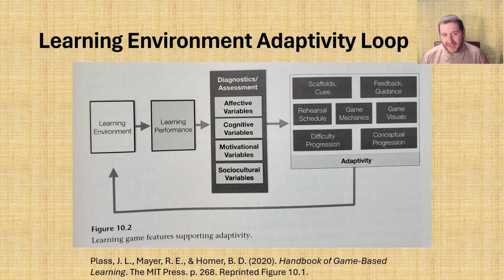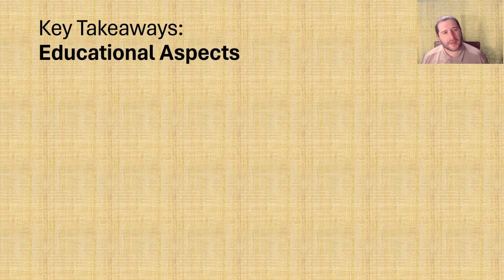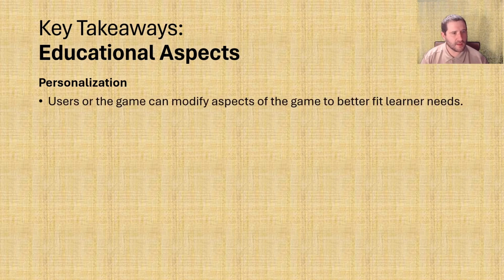So as the learner keeps playing, the game should get closer and closer to that proximal zone of development. We should get closer and closer to giving that student exactly what they need because we're collecting more and more information. Okay, so that's all the big content I had this week. Just to summarize some key takeaways. When we talk personalization in games, that's either the user or the game's ability to modify aspects of the game to better fit their needs.